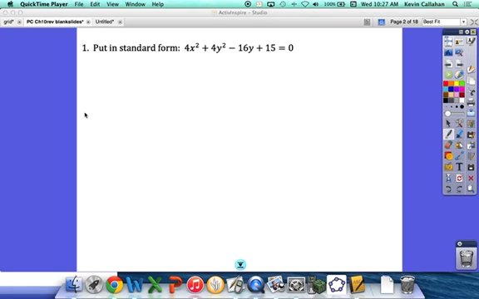Okay, so now we'll go through all the 5 quiz questions, make a video out of that. So the first one, put into a standard form. Okay, well, first of all, what kind of shape is this going to be? If the coefficients of x squared and y squared are equal, then it's a circle, right? And so that tells us that we're trying to shoot for this.